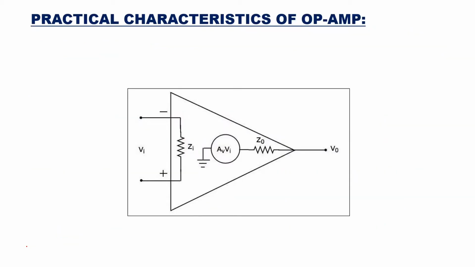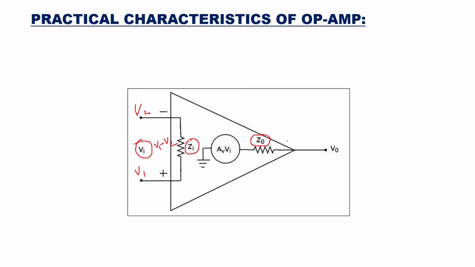Then if you go to the practical characteristics of op-amp, you can see the same type of circuit that we had shown earlier. Here you have your input V2 and here your input V1. This is the difference between the two inputs, V1 minus V2, which is given to the input. Here we are showing the input impedance Zi. Ideally we said it was infinite, but practically it will be very high. And output impedance Z0, ideally we said it is 0, but practically it will be very low.